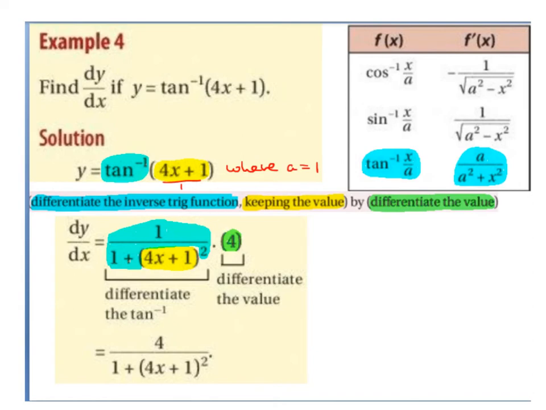1 multiplied by 4 is 4. And then our denominator stays the same, 1 plus 4x plus 1 squared. So we differentiated the inverse function, we kept the value, and we multiplied that by the derivative of the value. So this is basically the chain rule. It's another way of saying the outside multiplied by the inside. So the derivative of the outside, keeping the value, multiplied by the derivative of the inside.